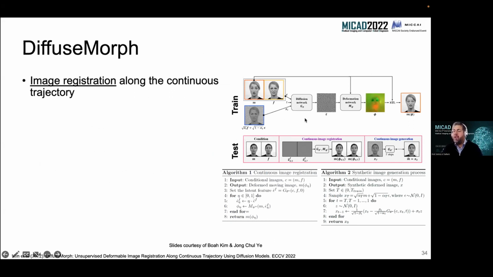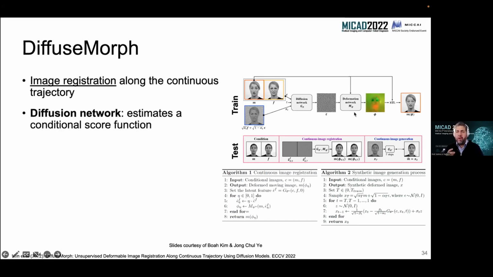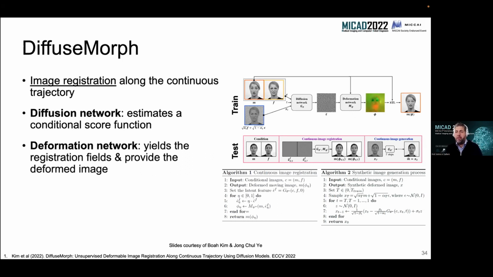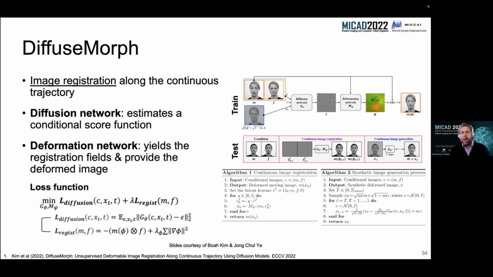You have a diffusion network that predicts noise, and then a deformation network that predicts how you should change the moving image to match the fixed image. It is a very interesting algorithm, using the diffusion network to learn the distribution of the parameters of the deformation network, and then the deformation network does the registration and provides the deformed image. I won't go through the loss function, but the paper has very good detail on the algorithm side.